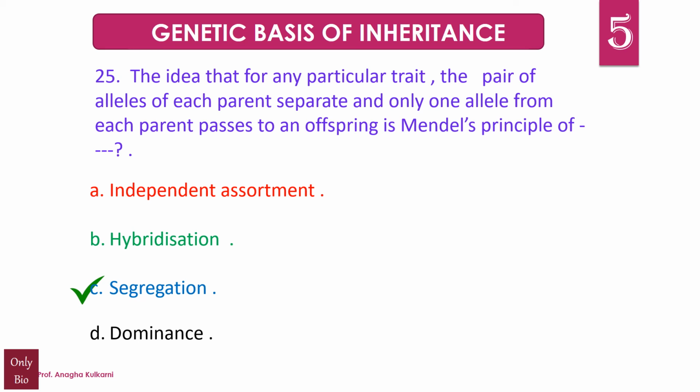Segregation. So the idea that for any particular trait, the pair of alleles of each parent separate, that is, segregate, and only one allele from each parent passes on to an offspring is Mendel's principle of segregation, that is the second law, the law of segregation, which is also at times called the law of purity of gametes, which is universally applicable.